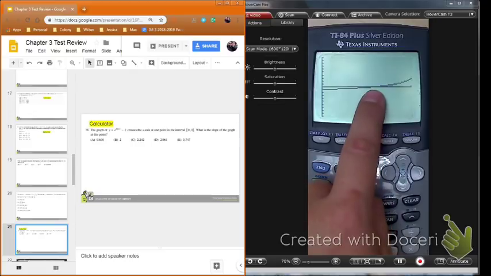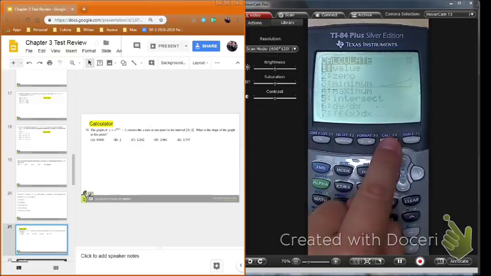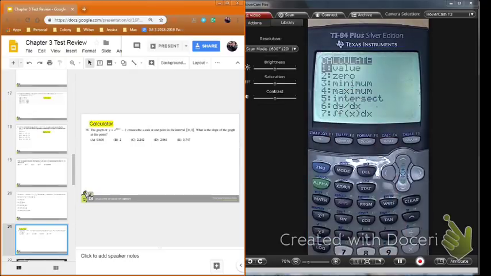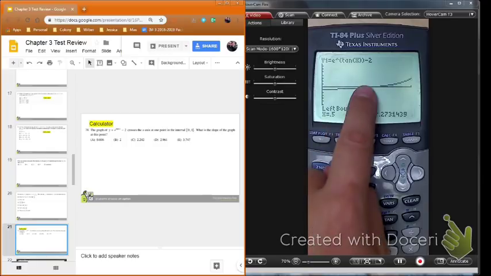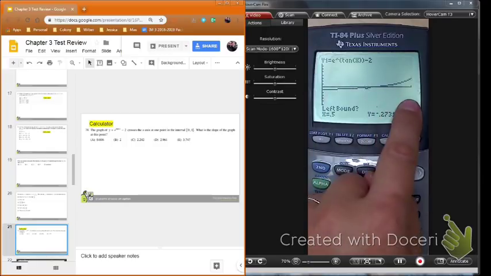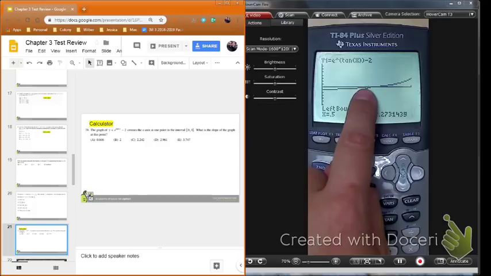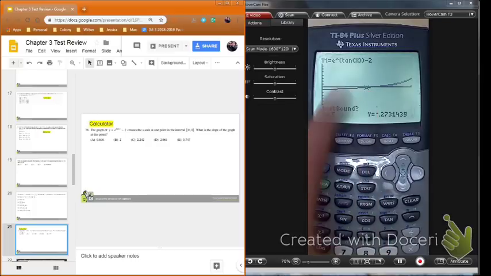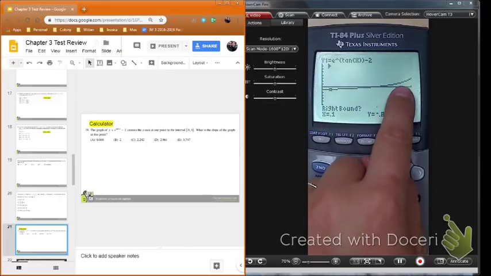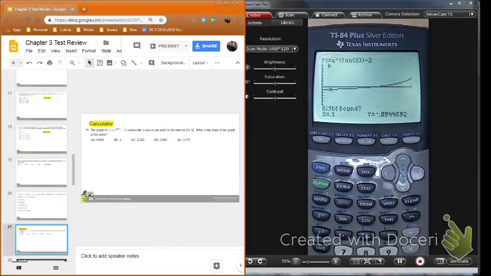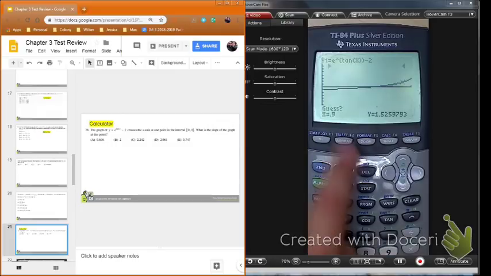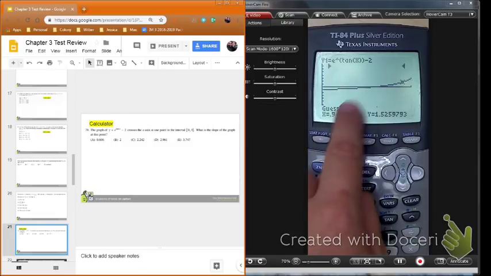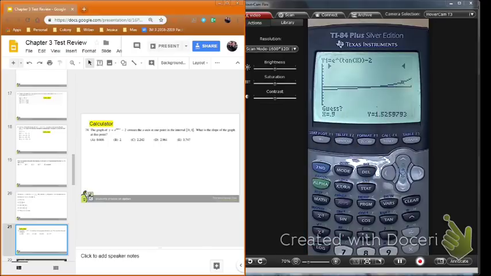If I want to find this 0, I go to second, calc, 0, which is option 2. It wants a left bound. So I know this is from 0 to 1. So if this is about halfway through the interval, a number that's for sure to the left of that is 0.1, enter. A right bound, I need a number that's for sure to the right, so I'm going to say 0.9. I know I'm probably going a little drastic, but that way it'll help me out later. 0.9, and then it wants a guess, and I think it looks like it's pretty much halfway, so I'm going to guess 0.5.